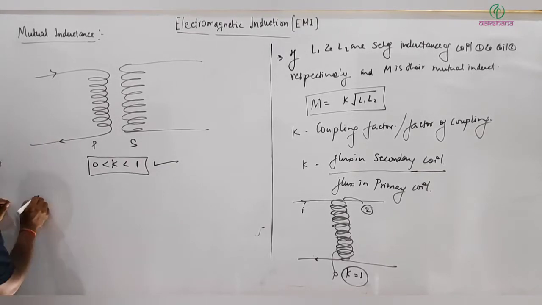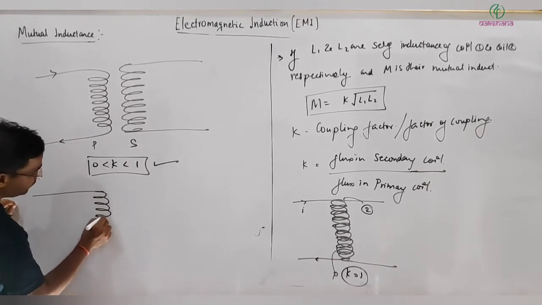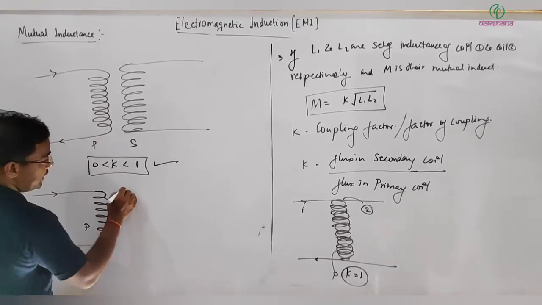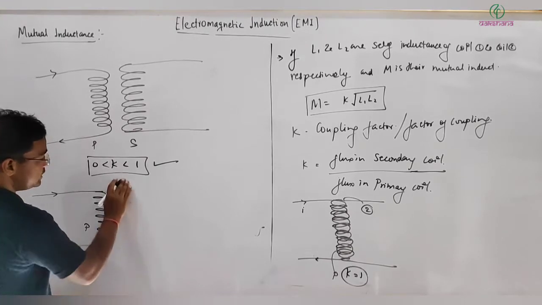And if I place the coils this way, this is one coil with current flowing, the primary, and another coil is placed this way.